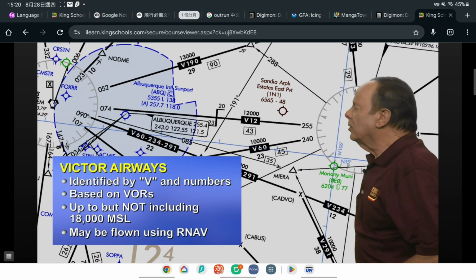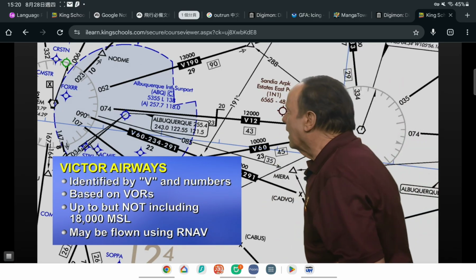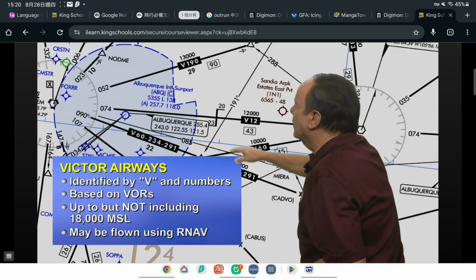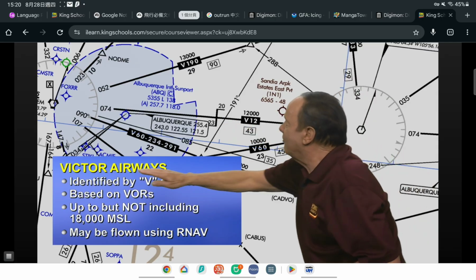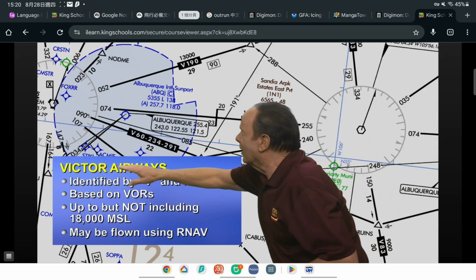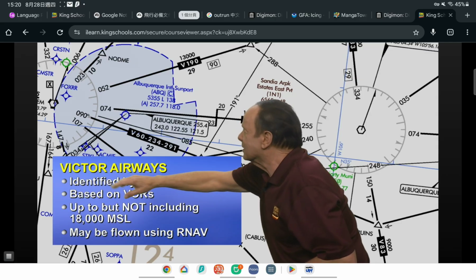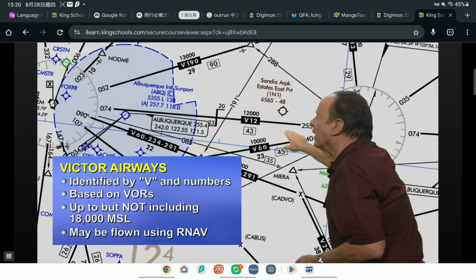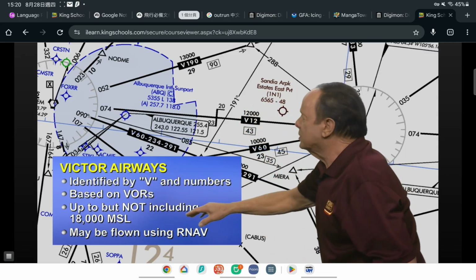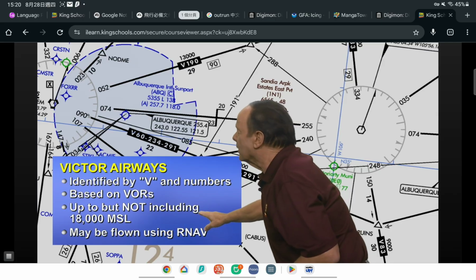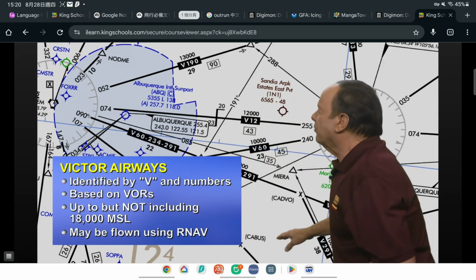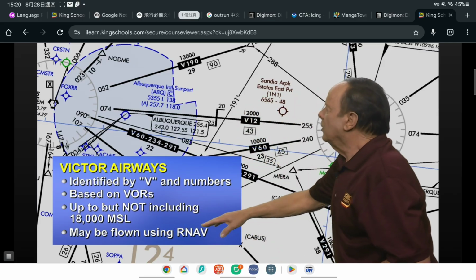So when a low altitude airway is based on VOR navigation, you'll find that they changed the name of it to a Victor airway, because that tells you it's based on VOR navigation. So this is a Victor airway, and it's based on VORs. It goes up to, but not including, 18,000 feet MSL. And you can fly these Victor airways using RNAV.